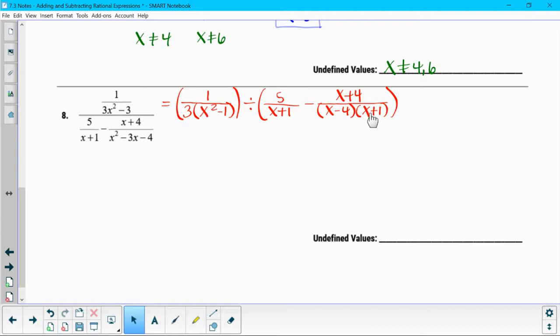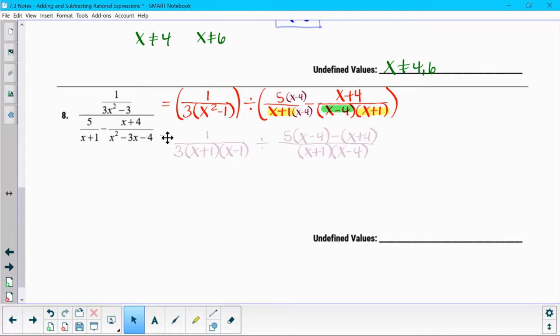Second step is going to be multiplying. So I'm going to see that both of these have an x plus 1 in common. First fraction is missing an x minus 4. So I need to give this fraction over here, 5 over x plus 1, an x minus 4 in the top and an x minus 4 in the bottom in order to create a common denominator.